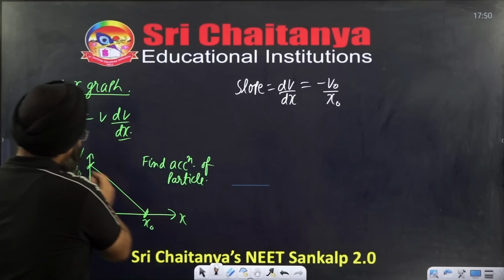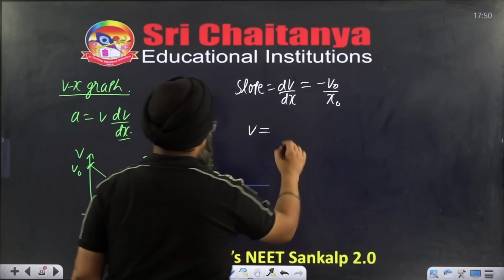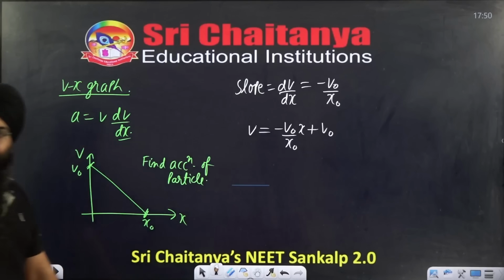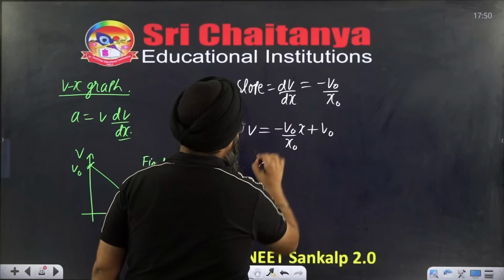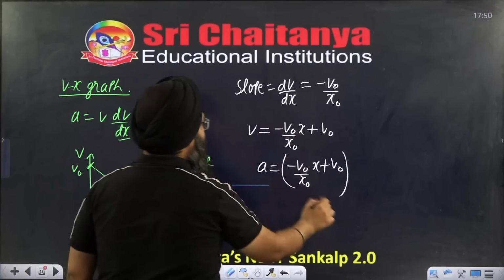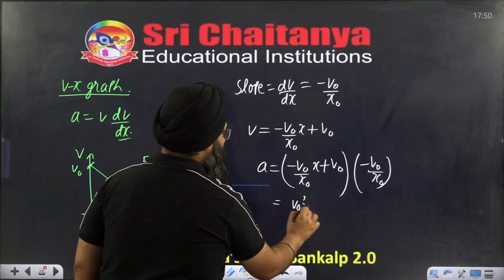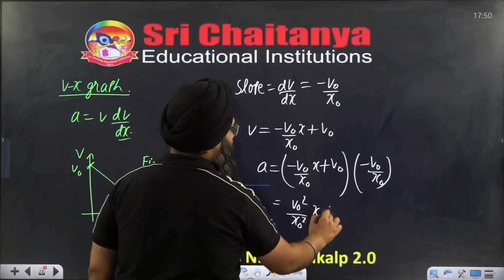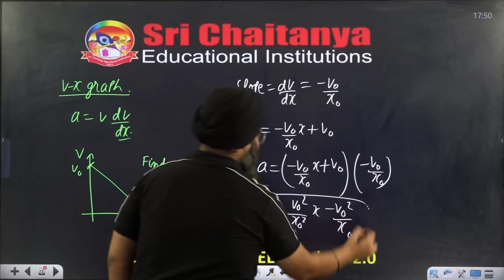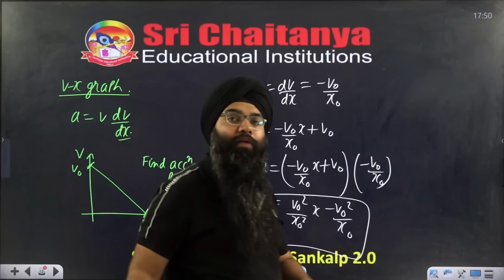And I want to calculate v as a function of x. If I write the straight line equation from here, I will get v equal to minus v naught by x naught multiplied by x plus v naught. So to find the acceleration, I multiply v, which is minus v naught by x naught times x plus v naught, with dv by dx, which is minus v naught by x naught. When you multiply this, you will get v naught square by x naught square multiplied by x minus v naught square by x naught. This will be the acceleration of the particle. This is how you can get very important information from a Vx graph.